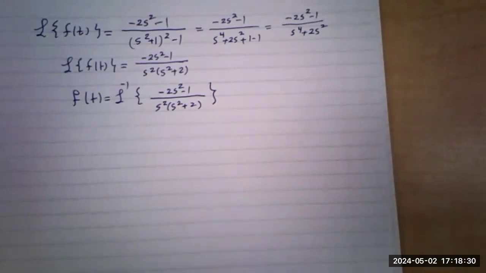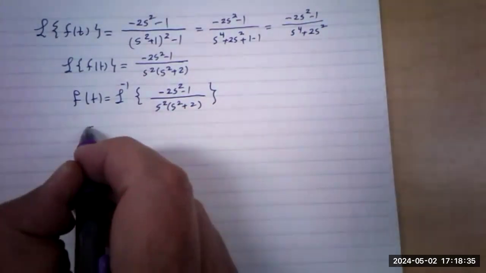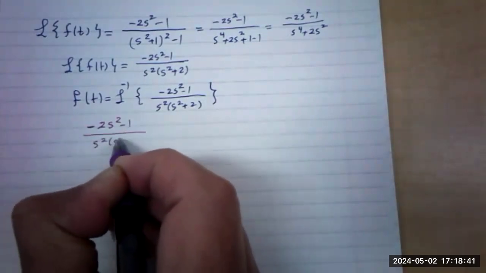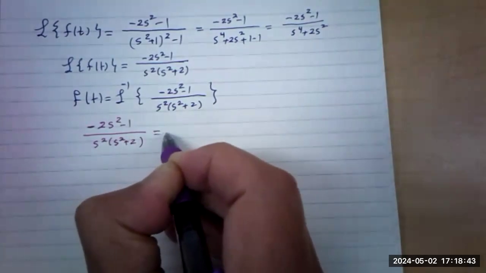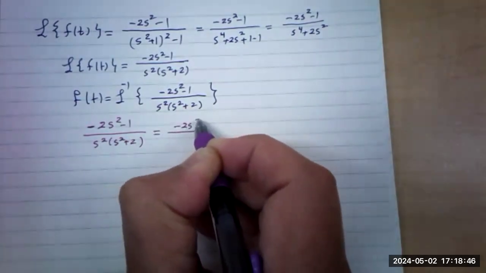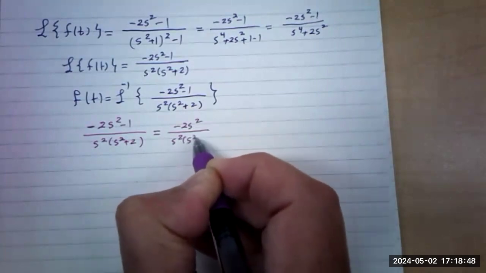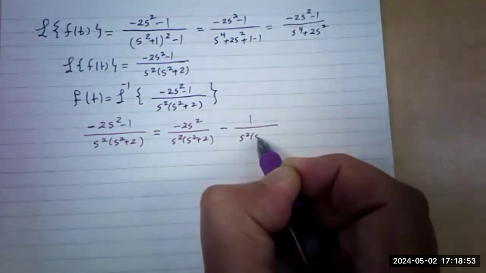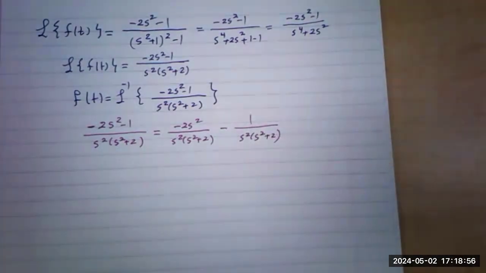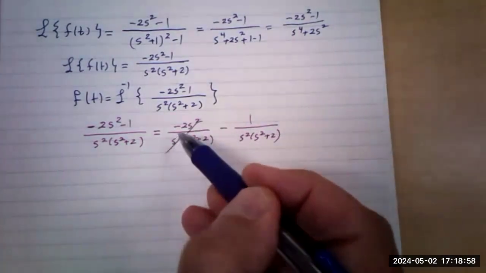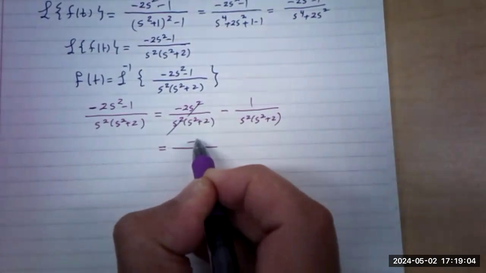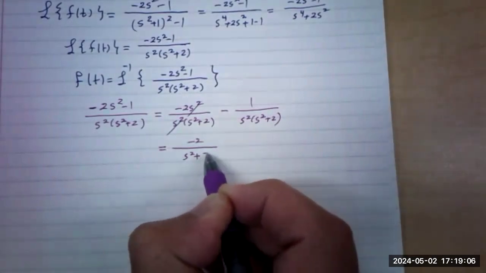Okay, any suggestion? Break it up. Break it up, yes, very good. So that gives you negative 2s squared minus 1 over s squared times s squared plus 2, as negative 2s squared over s squared times s squared plus 2, and minus 1 over s squared times s squared plus 2. Okay, now the s squared would cancel out. This easily would be sine. So this is negative 2 over s squared plus 2.